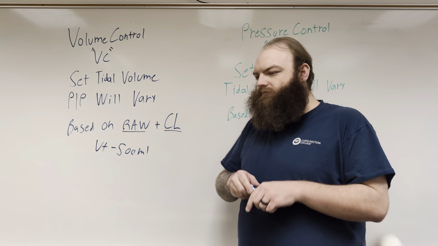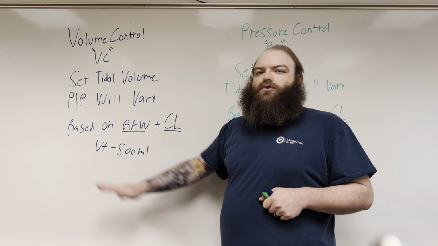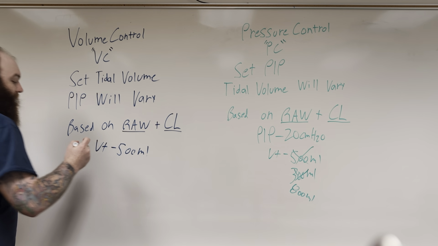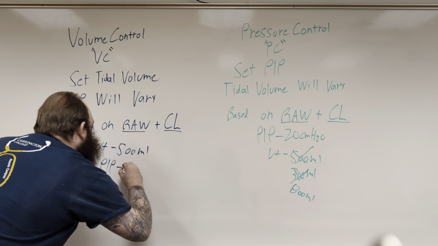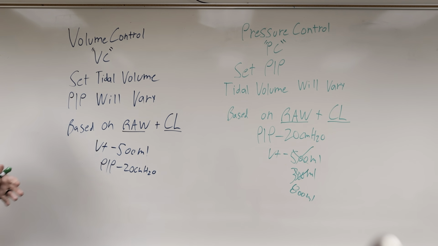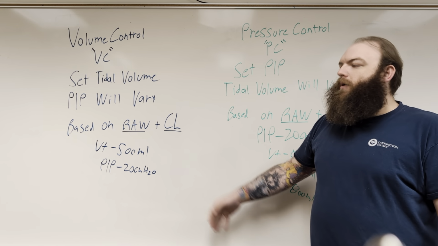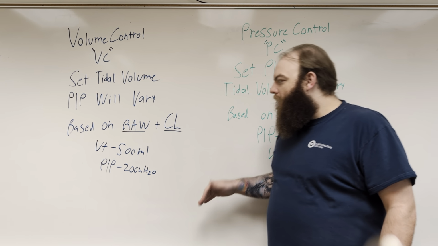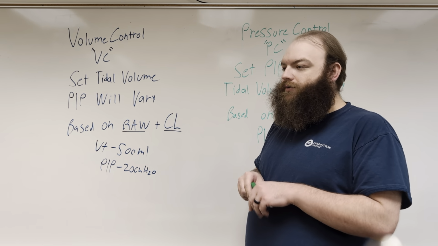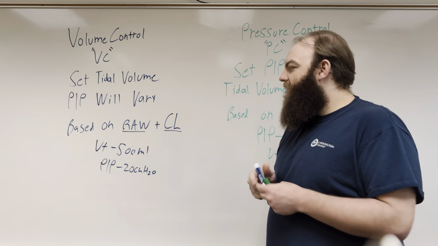So let's say I have a patient with healthy lungs, okay? And I have them set to 500 milliliters. When they get their 500 milliliters, their PIP is about 20 centimeters of water pressure. And then their lungs become stiffer, non-compliant, rock hard. So it's going to take more pressure to reach that 500 mils, but the vent will do it. It will give whatever pressure necessary to achieve that 500 mils.